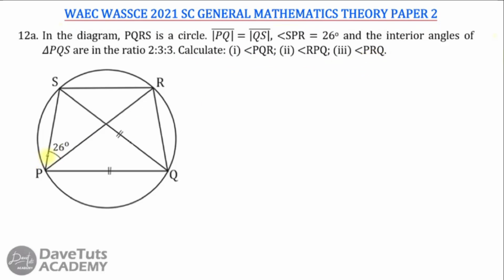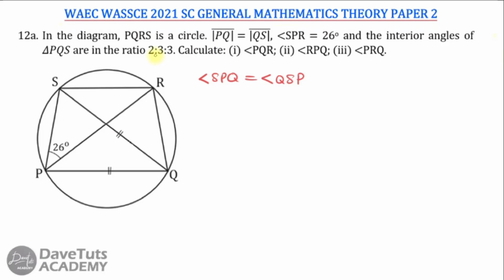In the first case, what I want to point out is that when we are told that the interior angles of this triangle PQS are in the ratio 2:3:3, let's identify those angles on this particular diagram. Since line QS is equal to line PQ, that makes this triangle an isosceles triangle. And for an isosceles triangle, the base angles are equal. And what are the bases? It will be this angle here, SPQ, and this angle here, QSP. So I can say angle SPQ is equal to angle QSP, because they are the base angles of an isosceles triangle.